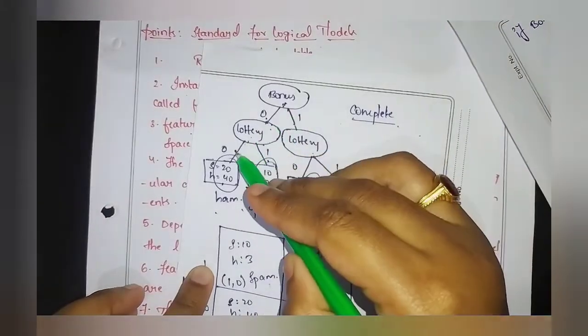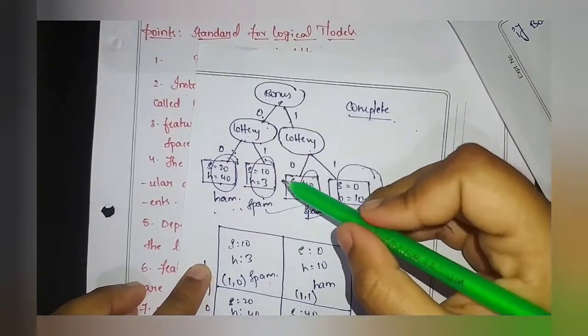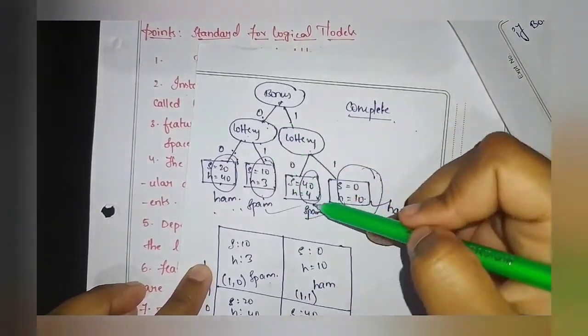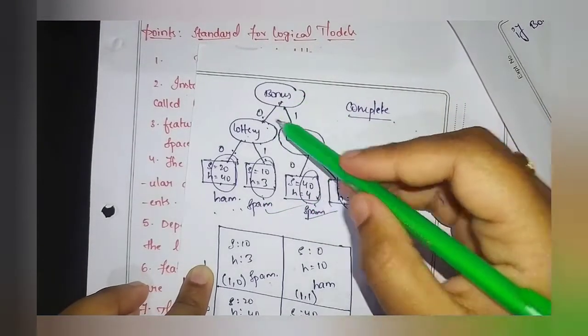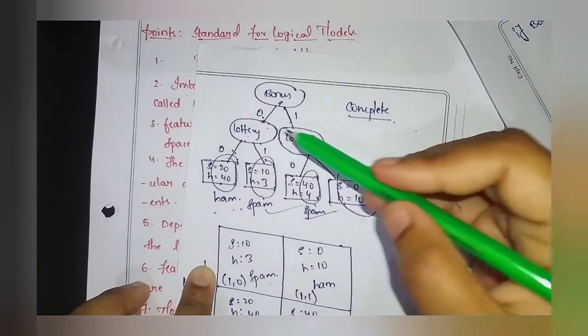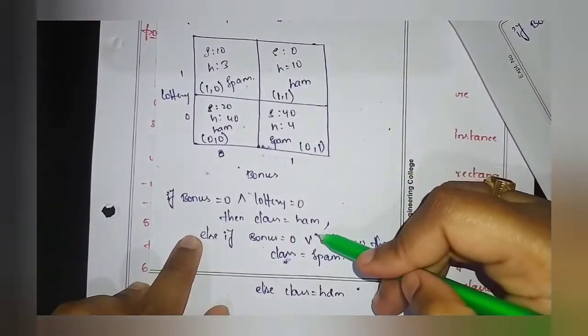Bonus equal to 0 and lottery equal to 0, then the class is ham. Now we'll be writing the OR case. Why? Because here both the cases of the classes are labeled with spam only, right? So either if bonus equals 0, or if lottery equals 0, then both the classes will be spam. That is why we are representing it with OR.